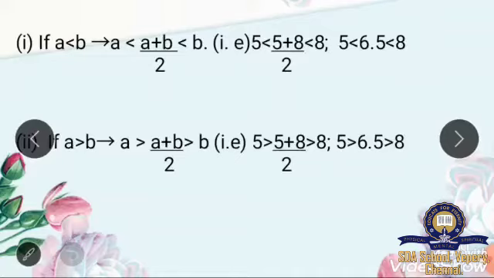In the same way, let me see the second condition. It is also similar to this. If a is greater than b, then we get a is greater than (a plus b) divided by 2 is greater than b. That is, 5 is greater than (5 plus 8) divided by 2 is greater than 8, which means 5 is greater than 6.5 is greater than 8.